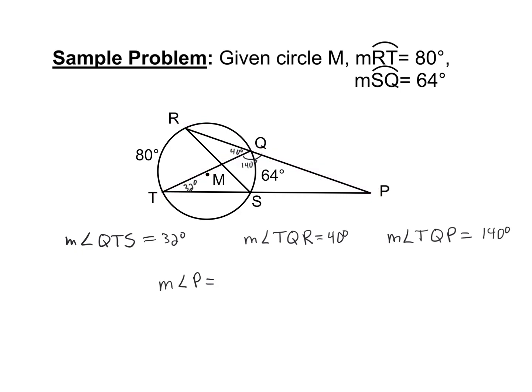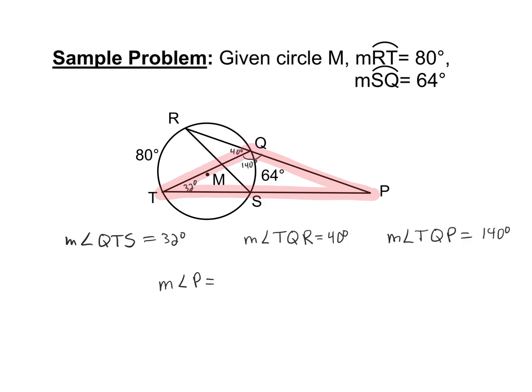Okay, the last one, we are going to find the measure of angle P. So let's find that. Here's angle P. Now this is not an inscribed angle. It's not a linear pair with anything, but what is it? How can we relate it to some of these other numbers? Well, if you notice, angle P is part of a triangle.